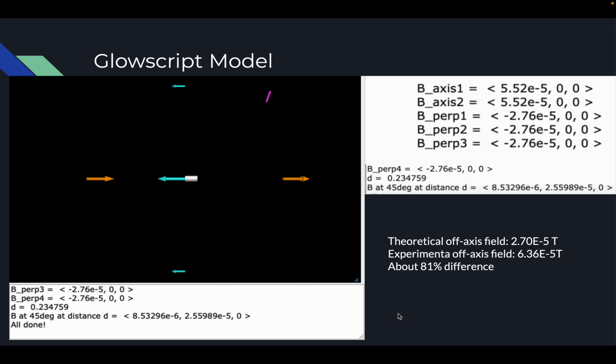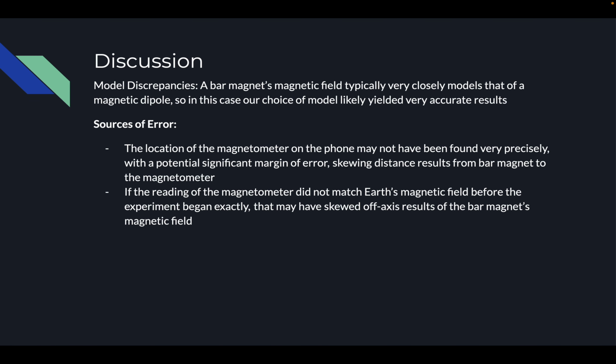We see that the theoretical off-axis field was 2.7 times 10 to the power minus 5 Tesla, whilst the experimental off-axis field was 6.36 times 10 to the power minus 5 Tesla, about an 81% difference. So, discussing this, there were some model discrepancies. A bar magnet's magnetic field typically very closely models that of a magnetic dipole. So, in this case, our choice of model likely yielded very accurate results.